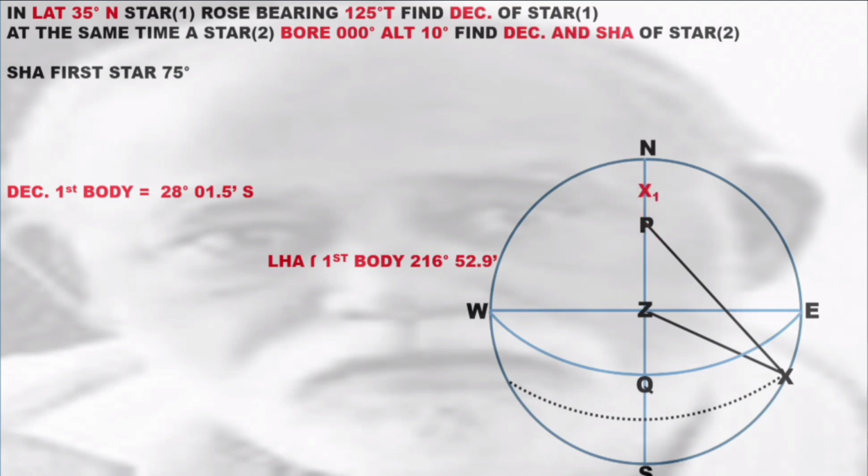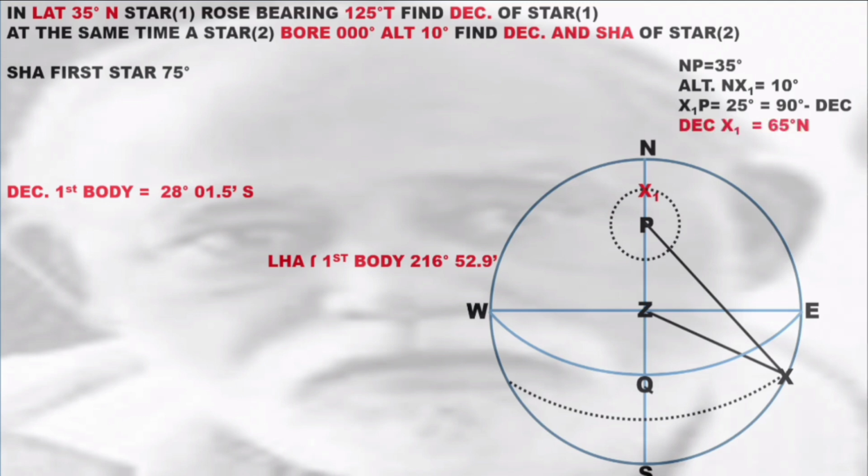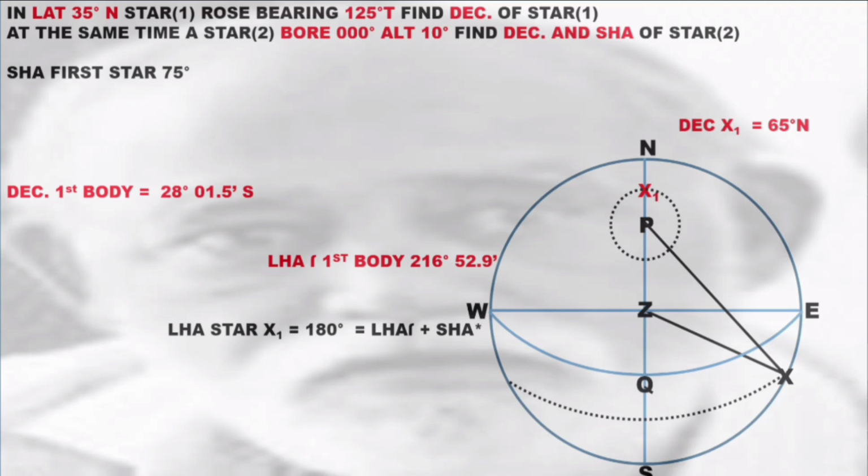Now knowing the altitude of the body, I can always find out the declination, which is here. So XP dash, it's 25, which is 90 minus declination, so I can get my declination of the second star. Now, I'll let you know that LHA of the star is 180, which putting up in this equation here, LHA Aries is the same, so I can always get my SHA of that star. So, SHA of the star is here.